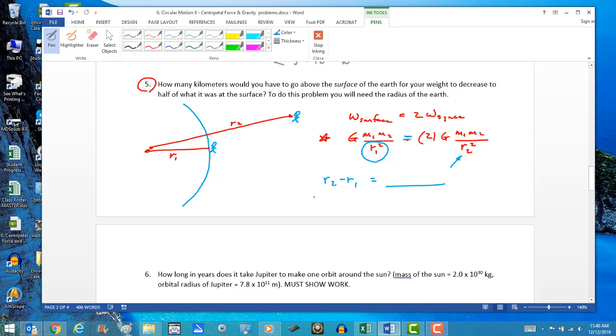Okay, and let me give you a hint here. You'll get an answer right here. This distance of you above the surface, you'll get an answer, let's say between 2,000 and 3,000 kilometers.